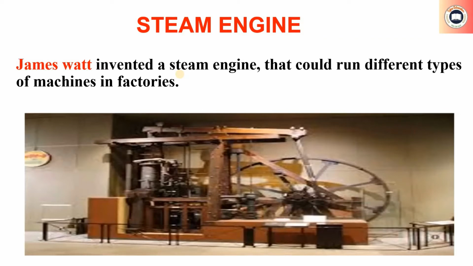So in the olden days, before the Industrial Revolution, the simple machines were powered by either wind, water power, animals or men. But the new machines that were invented during the Industrial Revolution were driven by steam. By around 1776, James Watt invented a powerful steam engine that could run different kinds of machines in the factories.